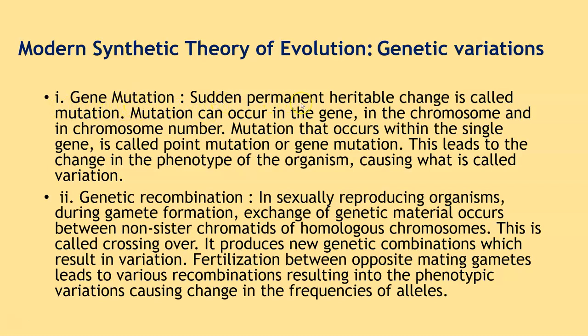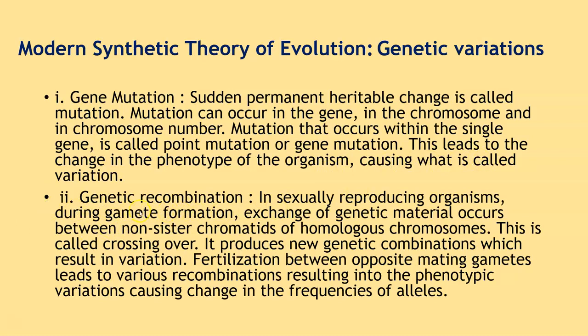Gene mutation is a sudden, permanent, heritable change in our genes. So it is called a mutation. Mutations can occur in genes, in the chromosome structure, or even in chromosome numbers. So any change in the chromosome structure or a change in the chromosome number can give rise to mutations. Mutations that occur within a single gene are called point mutations or gene mutations. What is the effect of gene mutation? It leads to a change in the phenotype of the organism, and hence it causes variation.